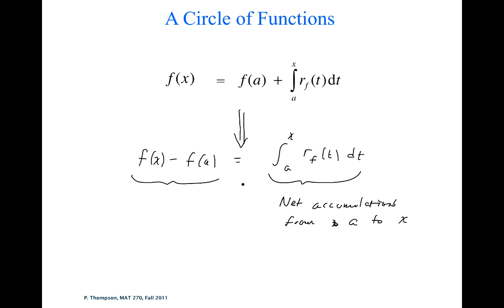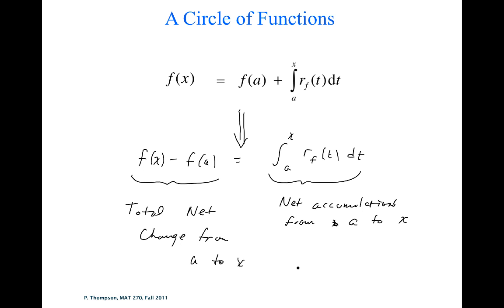when we sum up all the little changes, we get what? Total net change from A to X. Final minus initial, right? Final value of the quantity minus initial value of the quantity. Super important. This is kind of the pinnacle of the course. It's like everything we've been working on comes to this point. The net accumulation from A to X can be expressed as the total change in the amount from A to X. Should make perfect sense.